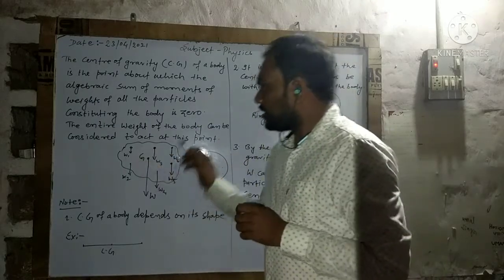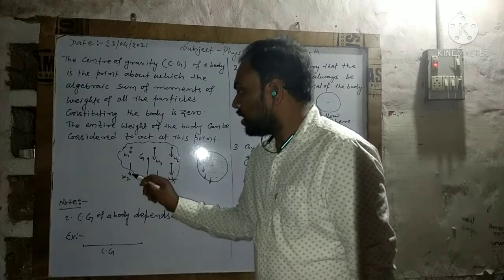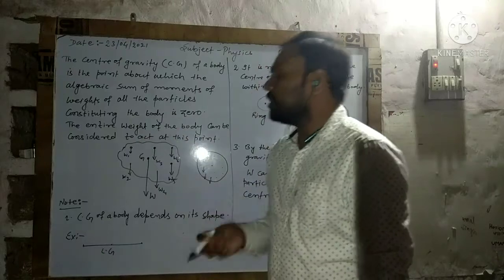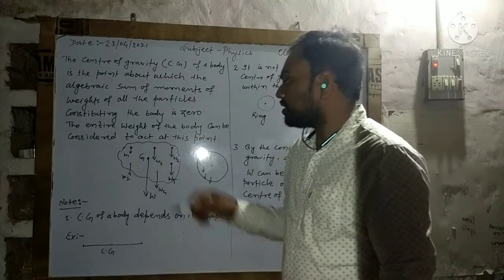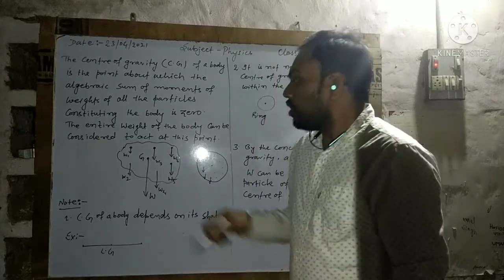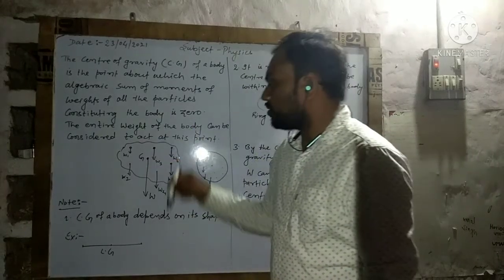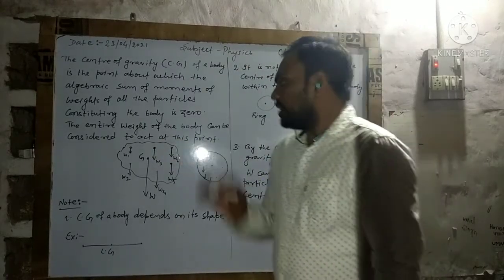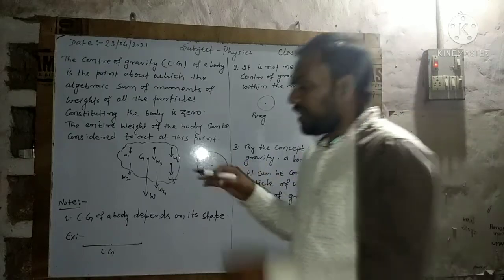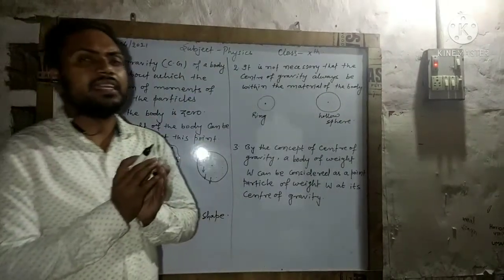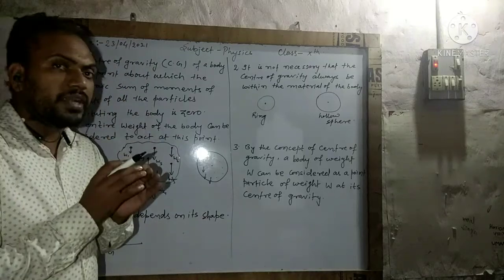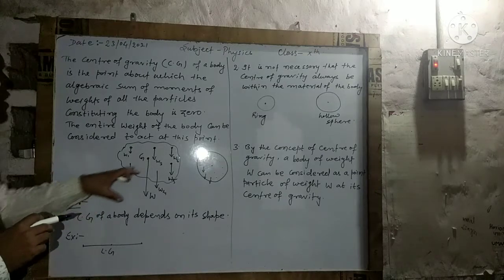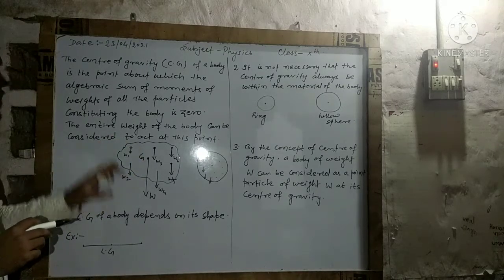As shown in this figure, there are many points: W1, W2, W3, W4, W5, W6. Each has some weight directed towards the earth, while at a certain point G the whole weight is considered to be concentrated. So when a body's combined moment at a certain point is 0, that point is called the center of gravity of that body.